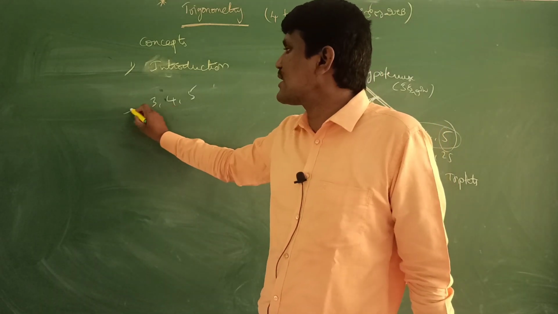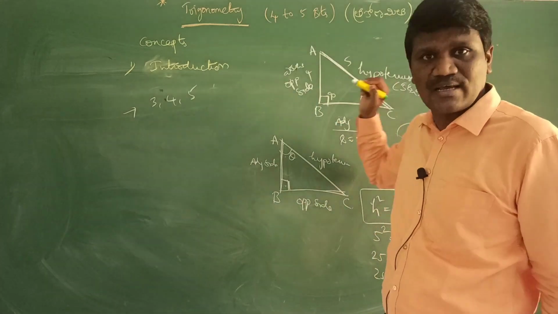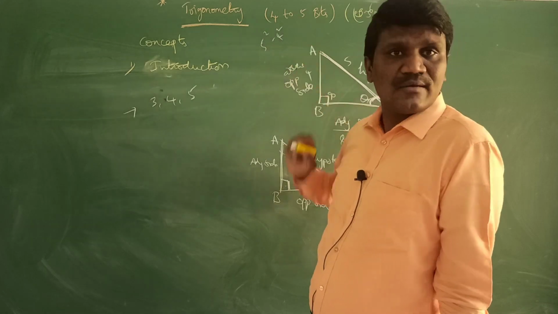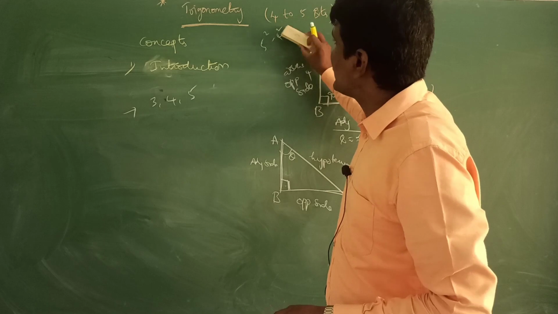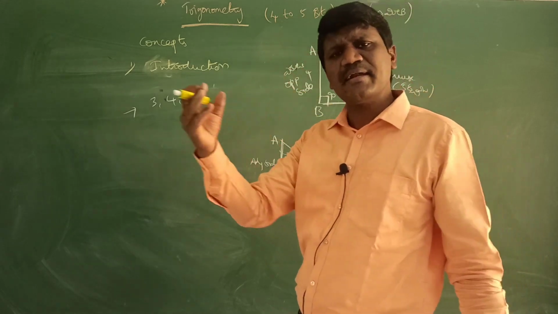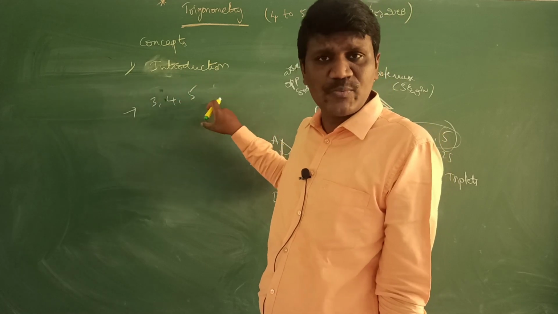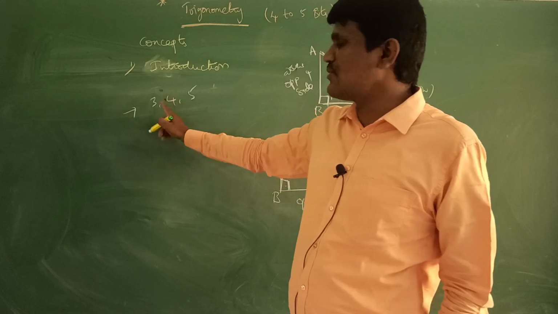3, 4, 5 is a Pythagorean triplet. If they give one side as 5 and another as 4, and ask for the other one, you need not do 5 square minus 4 square and all. It will take time. So to save time, remember the Pythagorean triplets. Directly you can write: if one side is 3 and the second side is 4, then the third side automatically will be 5, based on the Pythagorean triplets.